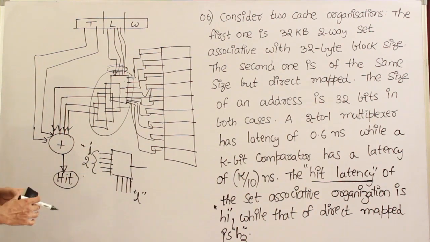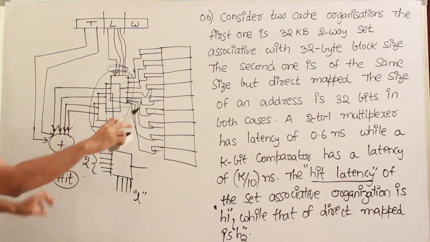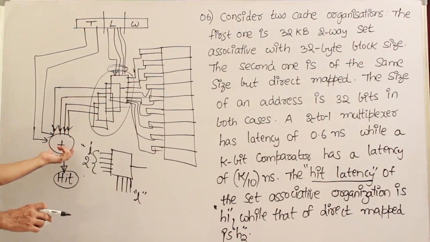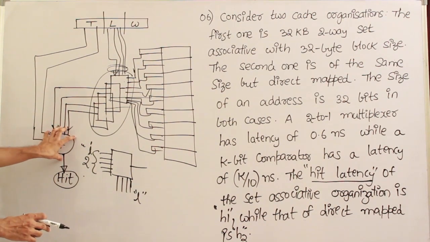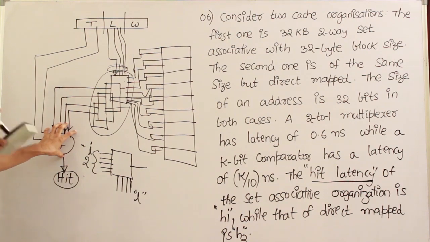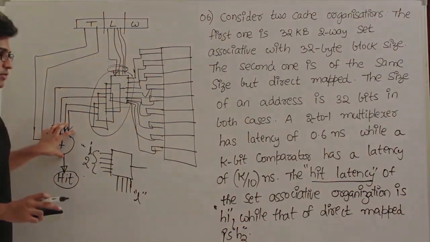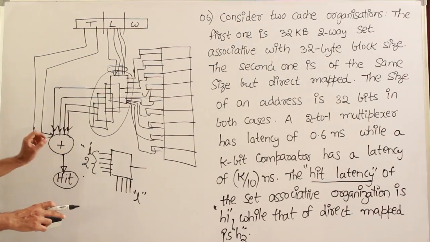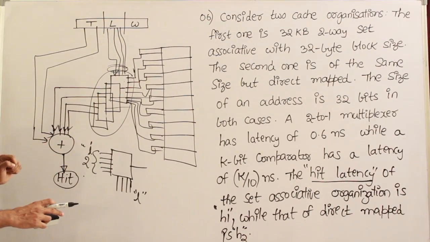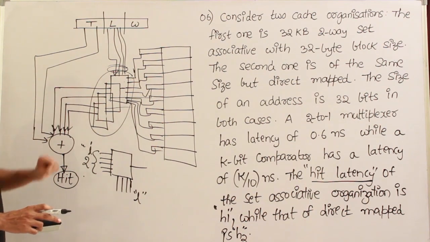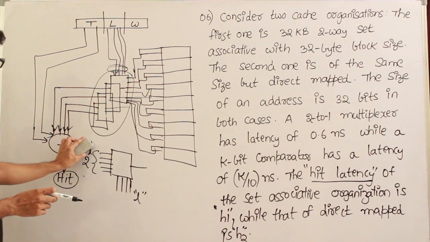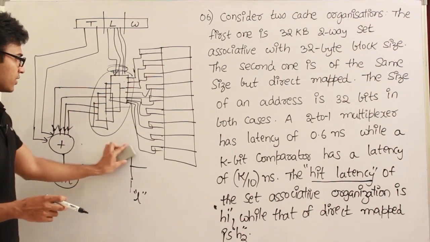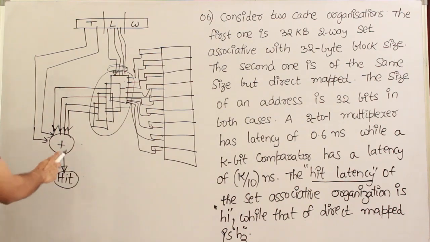Got it? And then the second thing is the comparator. They are saying that the comparator delay depends on the size of the comparator. So what should be the size of the comparator? We need only one comparator in case of direct mapping, right? The size of the comparator has to be equal to the number of tag bits. So if we can find the size of the tag, then you can derive the delay of the comparator, right? We need only one comparator here.